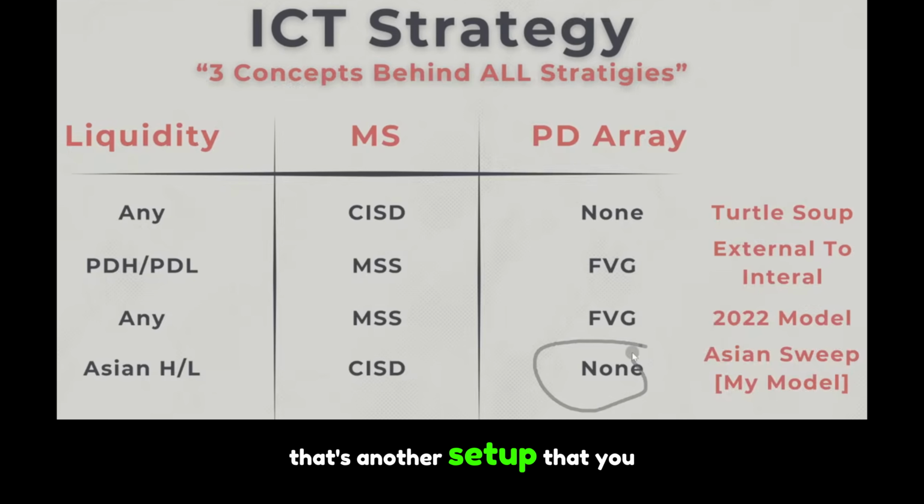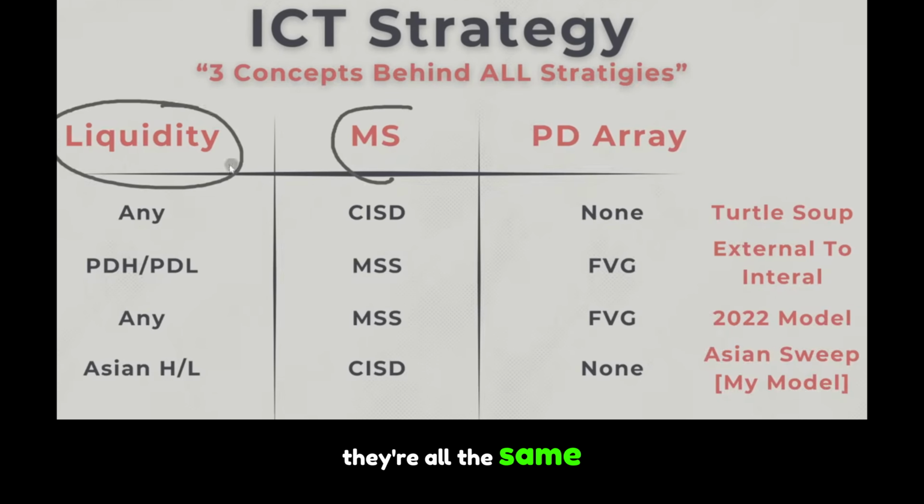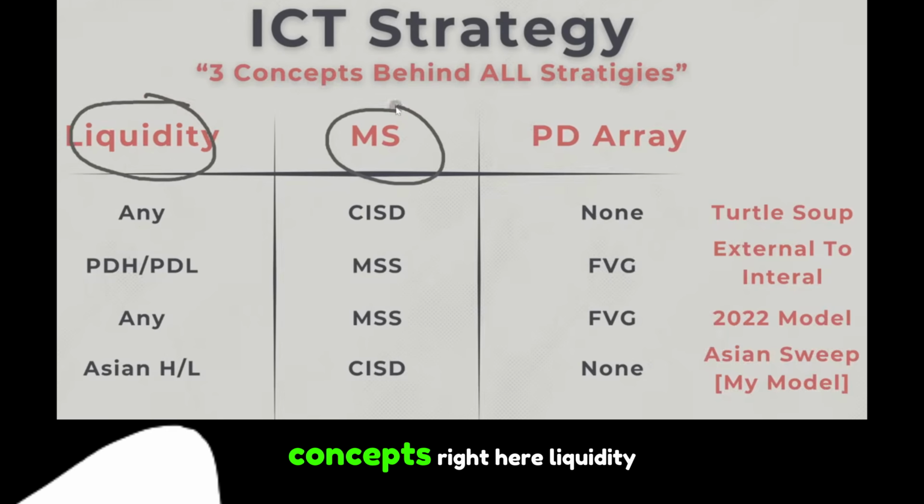That's another setup. Based on this table right here and based on more data that I am able to actually get from this table, I could make hundreds of videos, and they're going to do nothing but confuse you. That's why I'm showing you this and just telling you that they're all the same, based on those three main concepts right here: liquidity, market structure, and PD arrays.